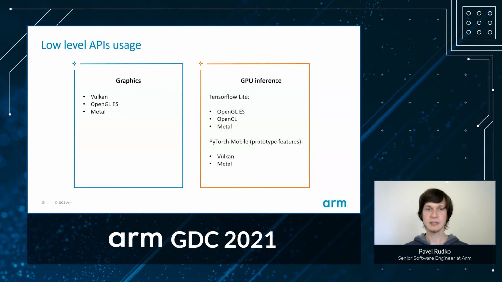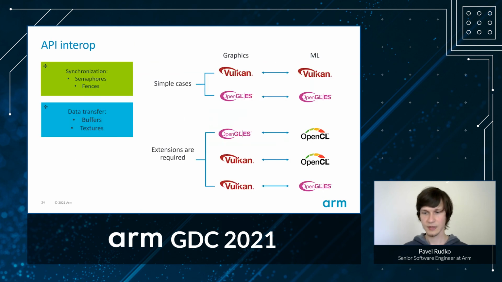So here you can see the low-level APIs that are normally used by ML frameworks for mobile GPU inference. Normally it is OpenCL or the same low-level APIs that are used for graphics, like for example OpenGL ES or Metal. TensorFlow Lite uses OpenCL or OpenGL ES on Android and Metal on iOS. But how can we benefit from it?